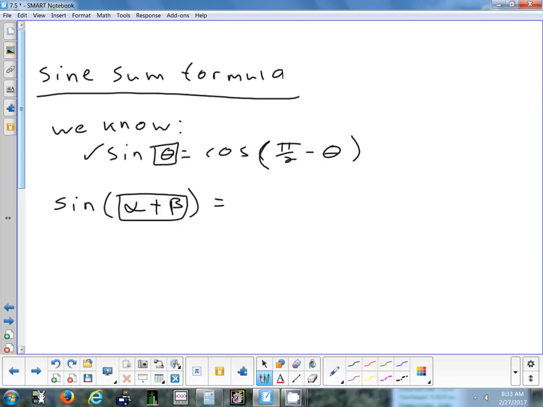All right, so the first step is you're going to replace whatever you want to convert from sine into cosine. Take the thing you want to convert and subtract it from pi over 2. That'll change sine into cosine. So it's cosine of pi over 2, and you got to be careful. Make sure you put it in parentheses, because it's minus whatever you fill in for theta. Okay? And what are we plugging in for theta? Alpha plus beta.